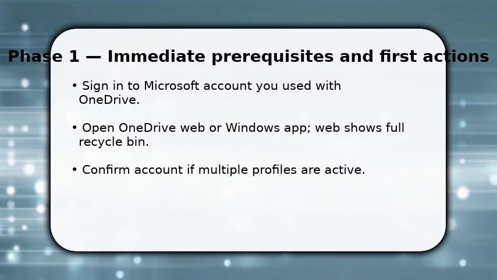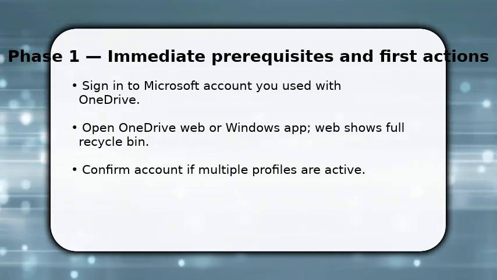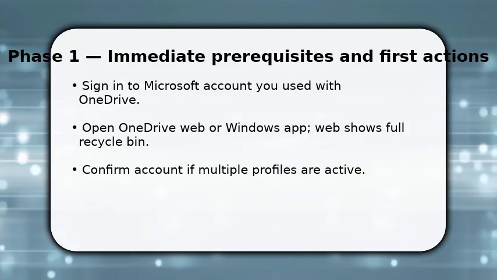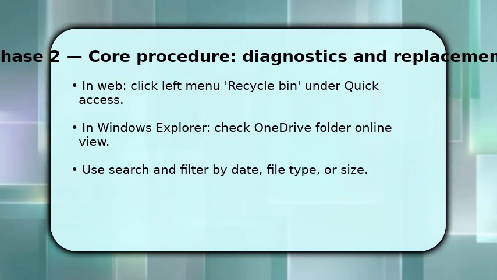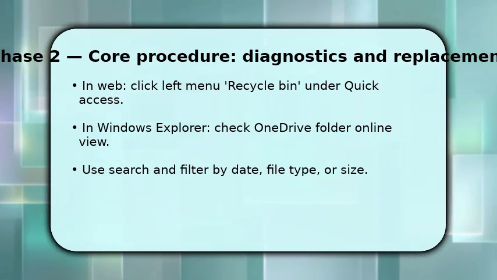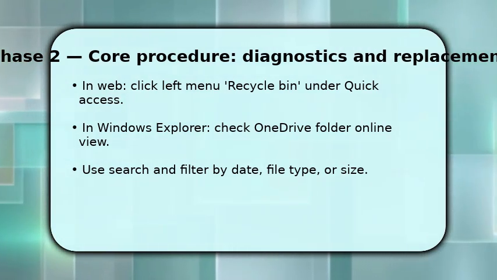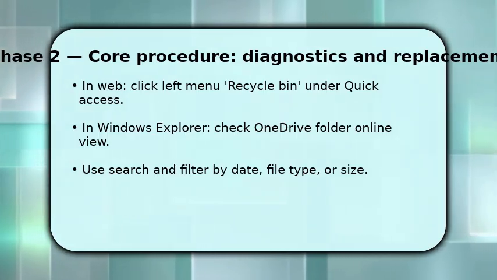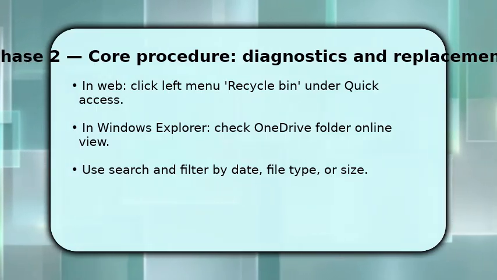Make sure to check which account is active if you use multiple profiles, because otherwise deleted files may appear missing from the wrong account. Next, navigate directly to the Recycle bin. In the web portal, click the Recycle bin entry on the left menu under Quick Access. This lists deleted items with details. If you're in File Explorer, open your OneDrive folder and choose View Online to reach that same list.